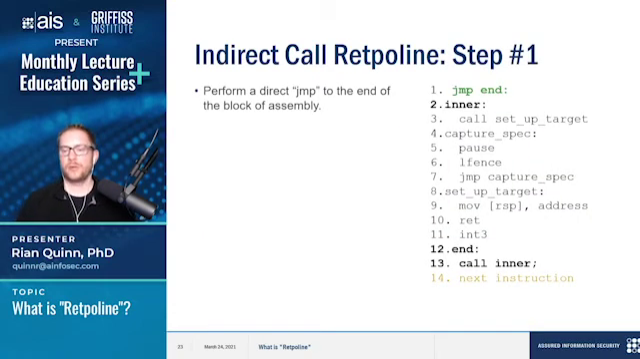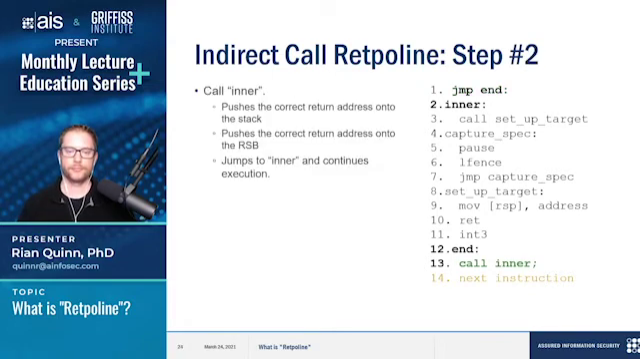So we start off with a jump, and that jump jumps all the way to the bottom of this block of code. From there, we make a call to a direct call. Again, that's not going to invoke speculation, but the call instruction will push the return address onto the stack, and it will push the return address onto the RSB. So we've succeeded in taking the address of the next instruction and pushing it onto the stack and RSB.